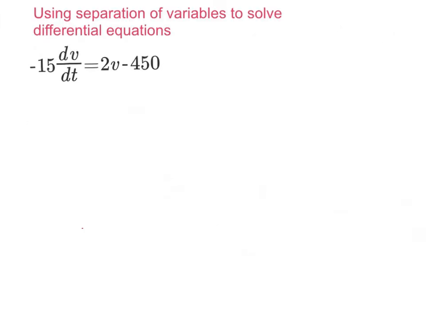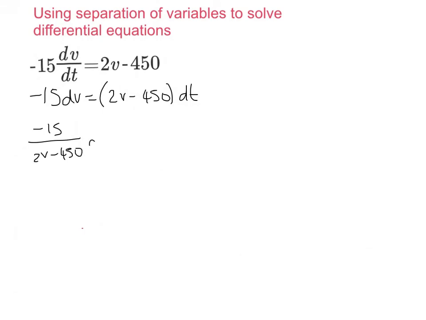Second to last one, you know what we're going to do to start. We're going to multiply both sides by dt, and we're going to remember those all-important brackets around the 2v minus 450. We're going to check our right-hand side. Uh-oh, that's got v's in it. That's going to have to go on the left. 15 over (2v minus 450) dv equals dt. Let's check our left-hand side. Yep, we're okay. There's no t's there. We can go ahead and integrate.